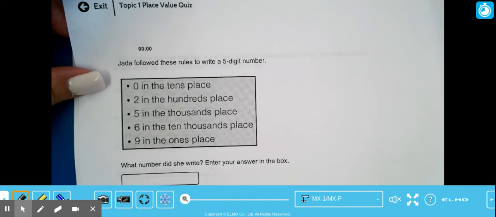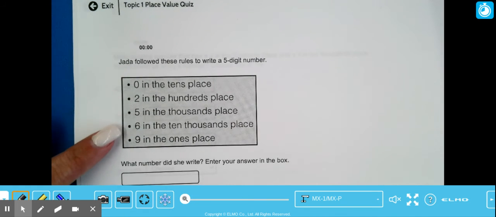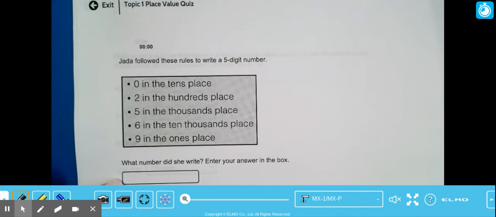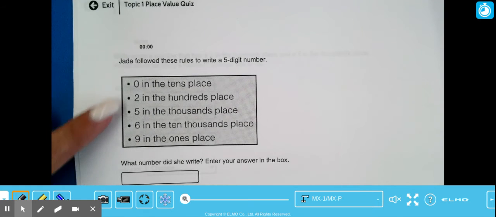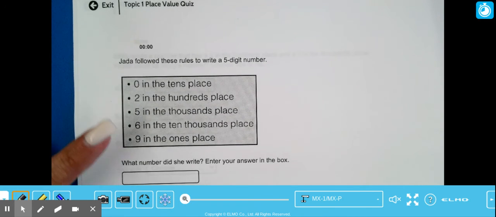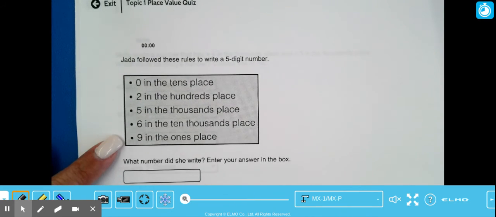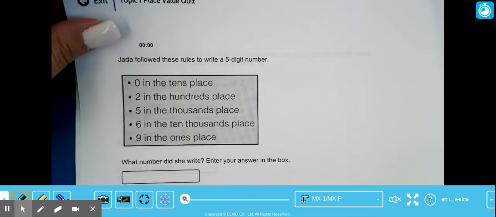Jada followed these rules to write a 5-digit number. And so now there's some rules, and they want you to tell what number she wrote. So by following those rules, remember your place value chart. That's going to come in handy as you do this question.